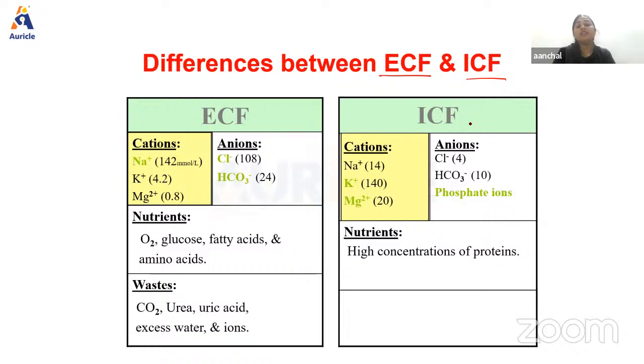And in ICF, the intracellular fluid, the cations are the same: sodium, potassium, magnesium. In anions we have one extra, that is the phosphate ion, and along with phosphate we have chloride and bicarbonate. And among the nutrients, a high concentration of proteins is present in intracellular fluid.